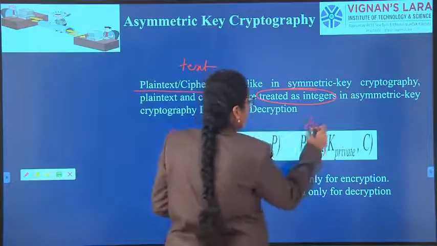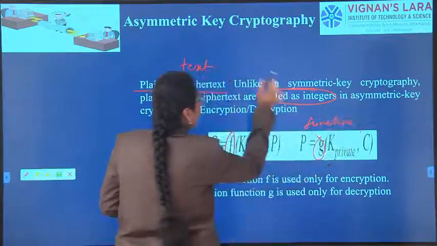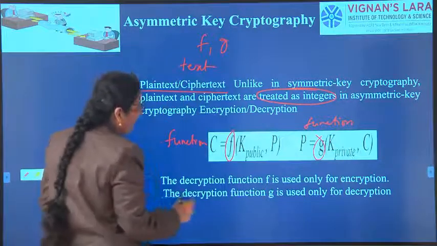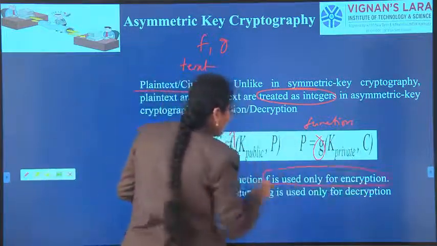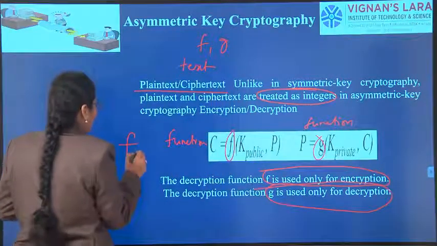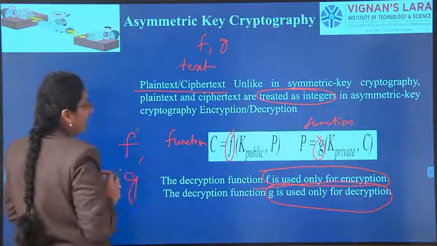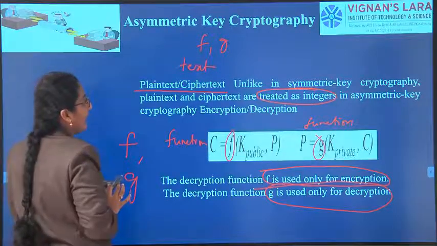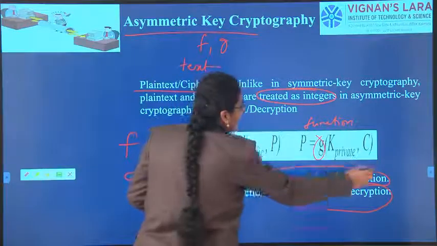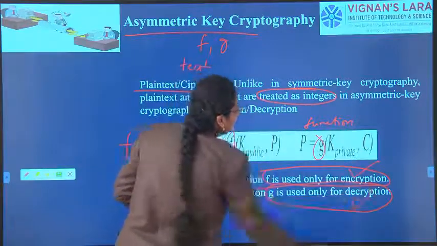G is also a function. We have two types of functions in asymmetric cryptography, F and G. F is used only for encryption, G is used only for decryption. So F and G are two different functions. These functions we have only in asymmetric key cryptography. The F function is used for encryption, the G function is used for decryption.